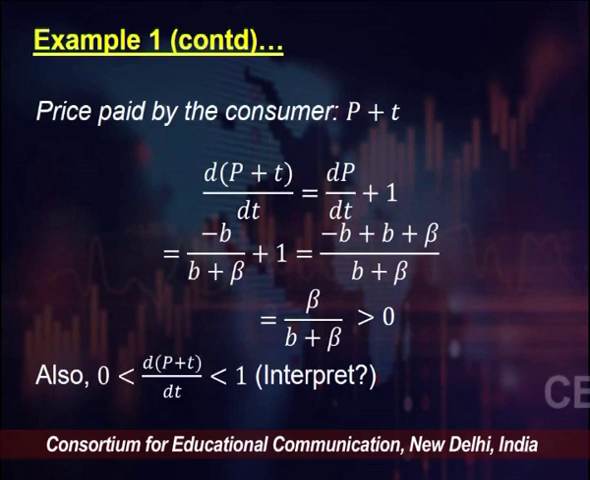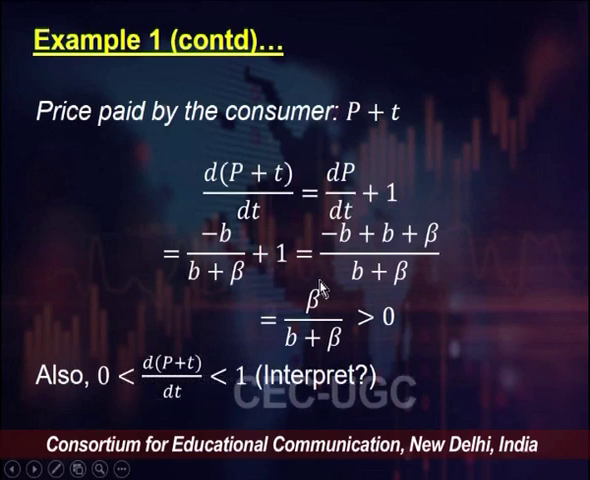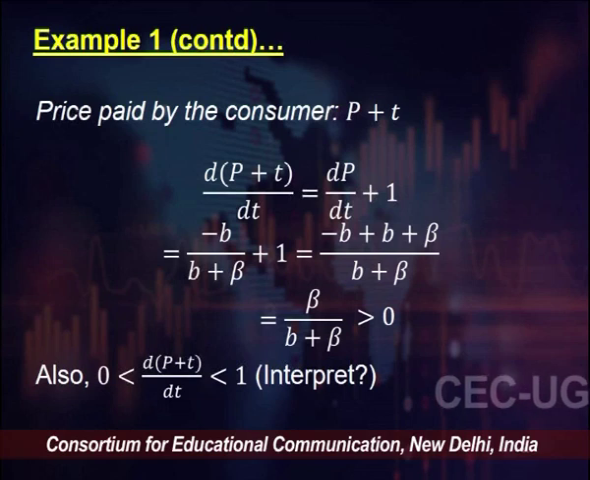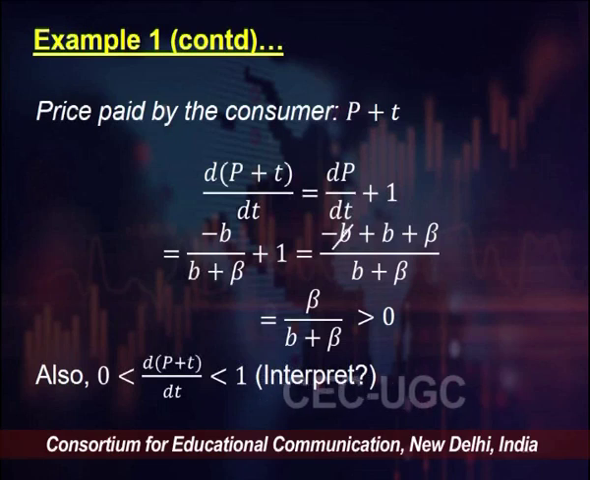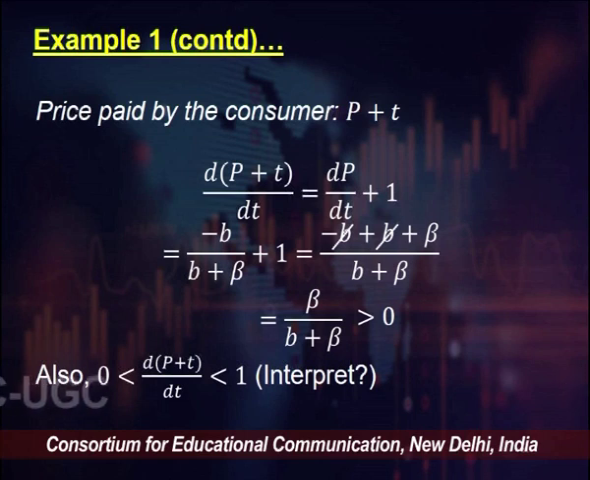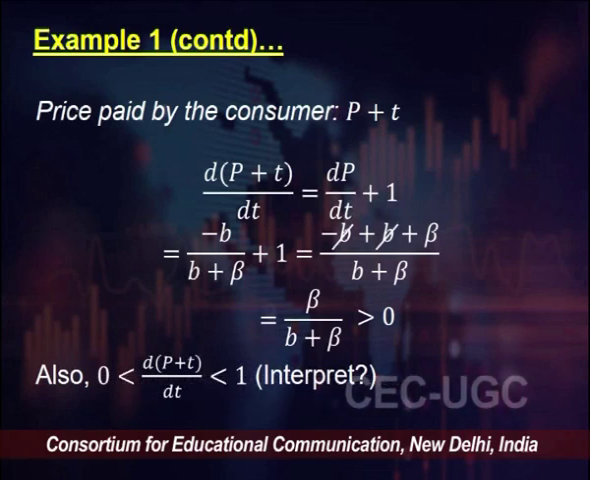So, d of P plus T with respect to T is dP by dt plus 1. And because dP by dt is minus b upon b plus beta, we add a 1 to it. So, that then gives us minus b plus, after taking the LCM, b plus beta divided by b plus beta, and you can see here that the minus b will cancel out the plus b, so that we get d of p plus t by dt as beta upon b plus beta.